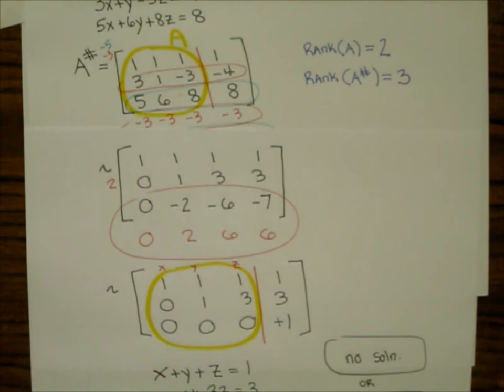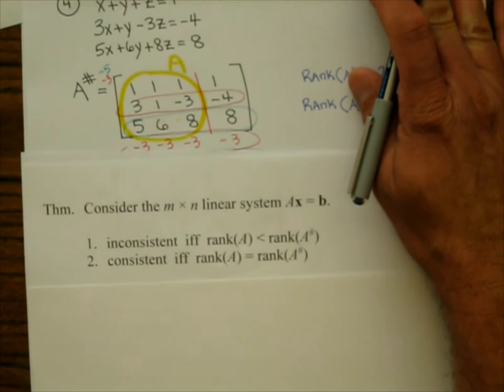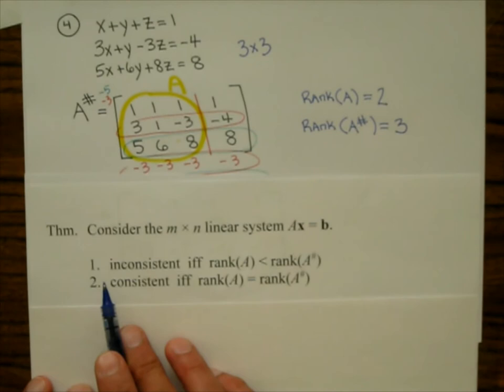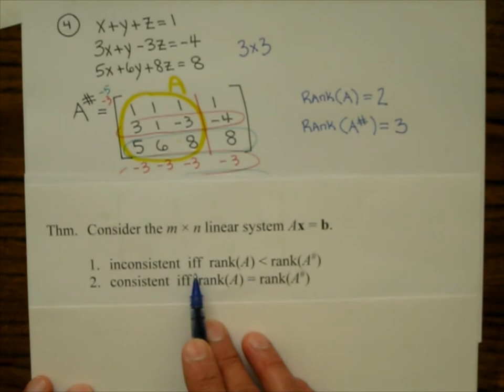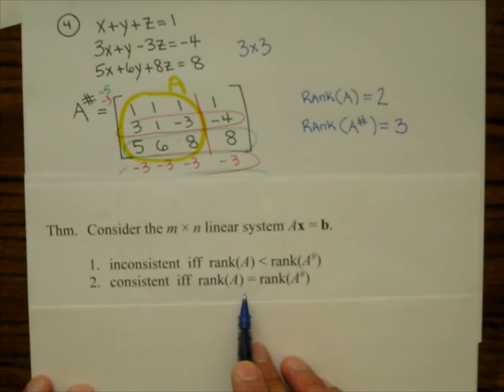Okay, so we have a theorem. It says, consider the m by n linear system. So our system happens to be, what's our system? Our system is 3x3, Ax equals b. Your solution, when you're going to try to solve this, will be inconsistent if and only if the rank of A is less than the rank of A augmented. That's exactly what we have there. Your system will be consistent if and only if those ranks are the same.